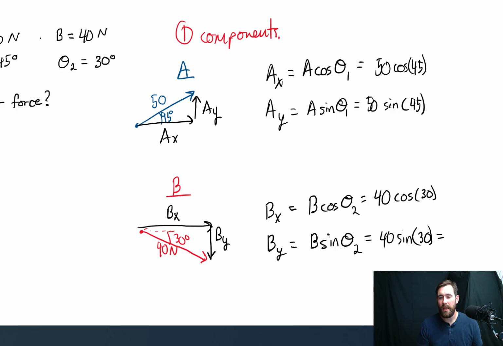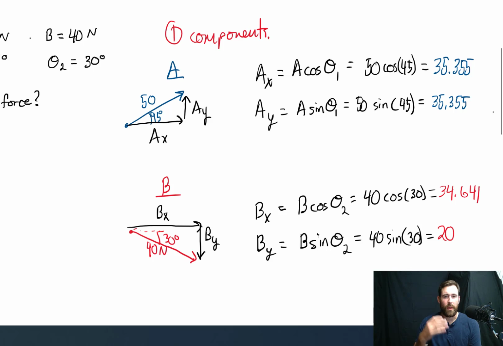And we're going to go ahead and punch this in our calculator to get some numbers here. Alright, so I punched those values into my calculator and I got these numbers here. Take note that the values for AX and AY are both 35.355. The reason that they're both the same value here is because the angle measure is a 45. Whenever you have a 45 degree angle measure, the legs are going to have the same length.